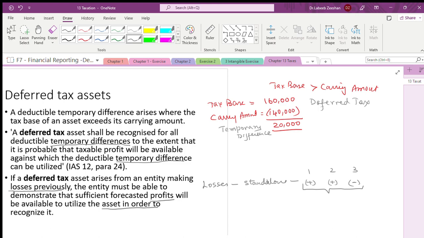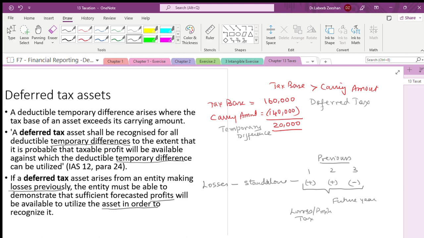Sometimes we are taking it for the previous years, but the rule says that we have to take it for the future years also. If there are any losses, in future they will have some profits. Then as per the rule, because tax is not a blanket rule, it will not be available to all. Taxes are very selective. In some cases, they will give exemptions. In some cases, they will not give exemptions.